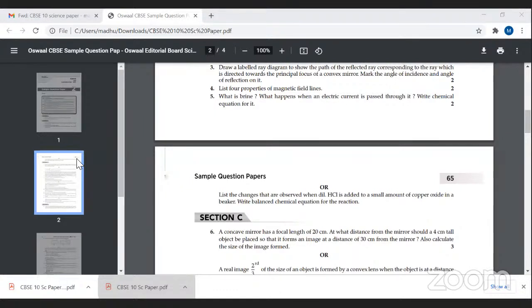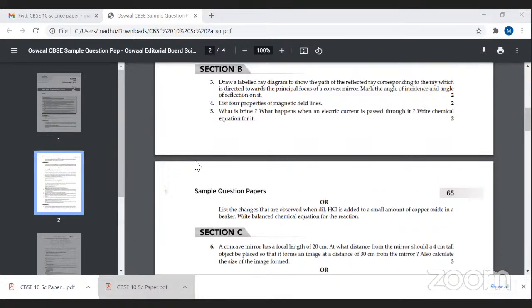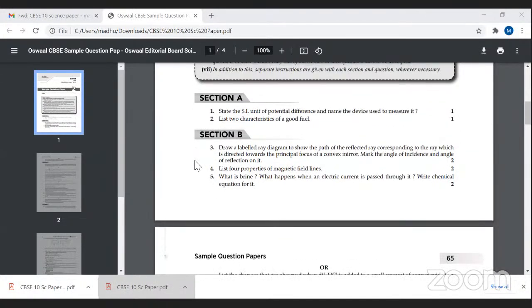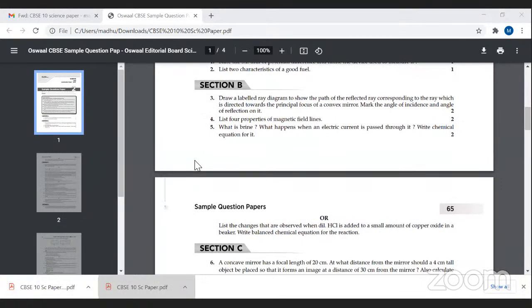Okay, so we're going to solve the sample question paper. We're going to do some bio questions. I guess my screen is visible to you.